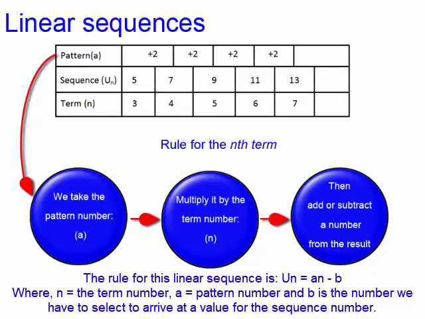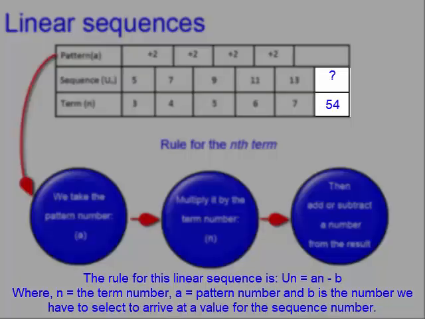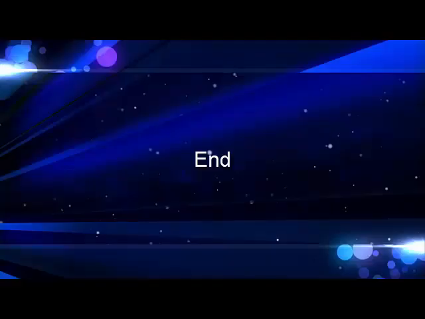Remember, to identify a rule for the nth term in a linear sequence, we multiply the pattern by the term and then add or subtract a value so the end result matches the existing number in the sequence. Once having identified a rule for the existing numbers in the sequence, we can then use this rule to identify the value of any number in the sequence.